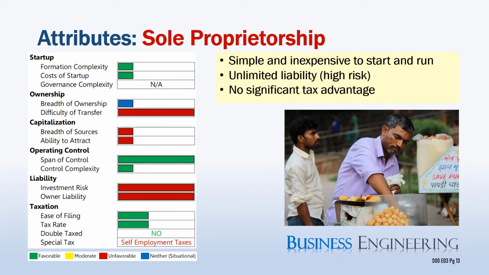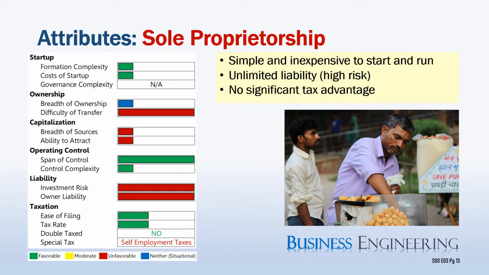In operating the business, the owner has 100% span of control, and the control complexity is very simple. Whatever the owner chooses is the operating direction. From a liability perspective, the owner has 100% investment risk, including the obligation to return any private capital if the business fails. The owner's liability for lawsuits and debt is unlimited, and the owner's personal assets are also fair game for settling any such obligation.